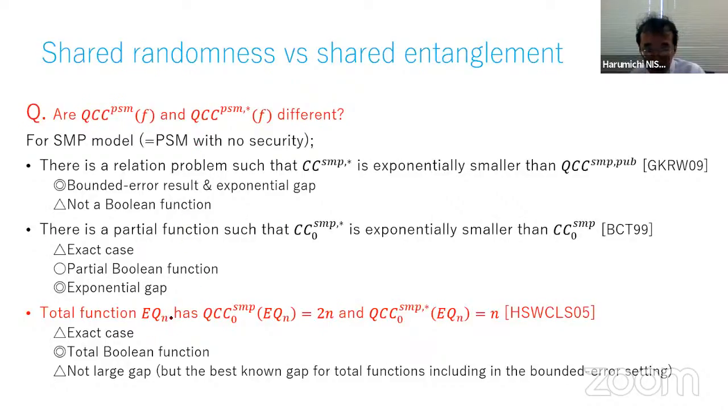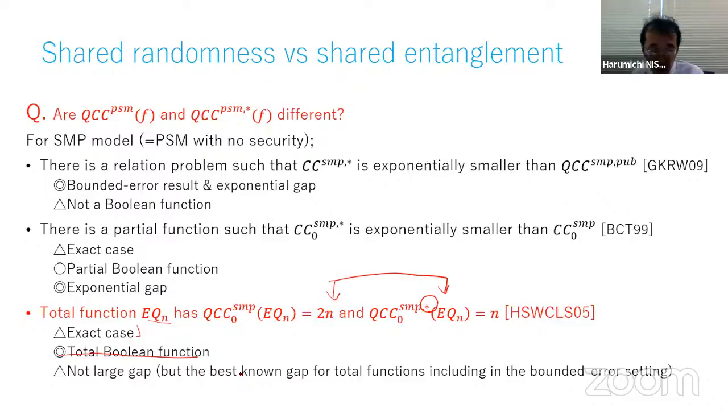Another result: there is a total function which has SMP complexity 2n, but the shared entanglement case is n. So the gap is double. But the good point of this result is that it is a very natural function, the equality function. Of course, the bad point is that it is the exact case and not so much of a gap.